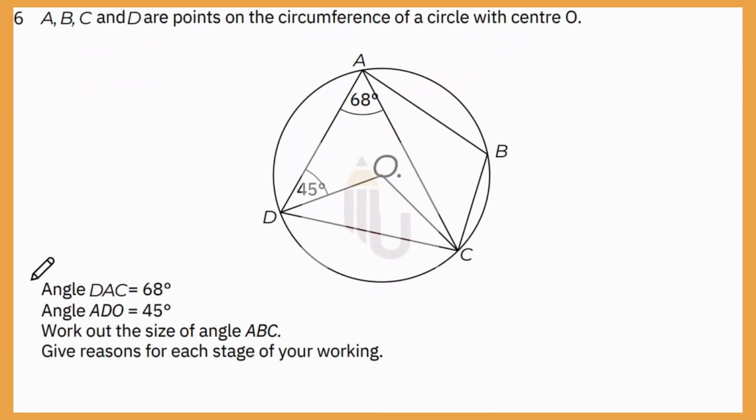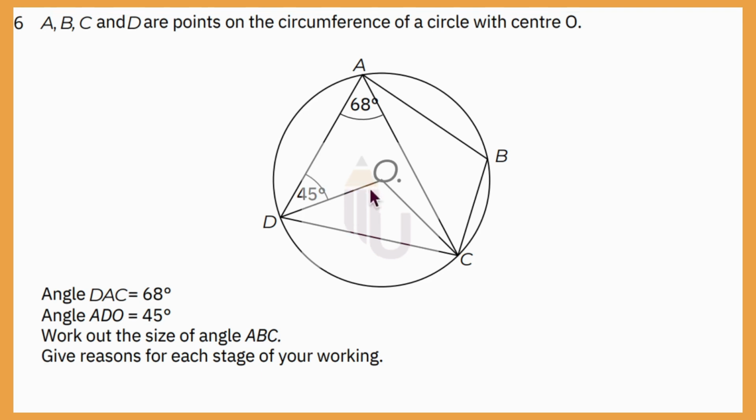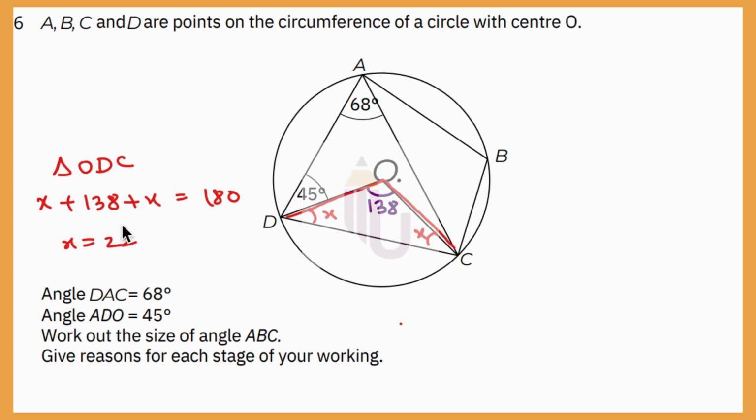Next. Here we have to find the size of angle ABC. Now for finding the size of angle ABC, first we need to find the central angle. Central angle will be twice of 68, so that will be 136. Then sides OC and OD are radii, that's why it will become an isosceles triangle. You can use angle sum property for triangle ODC and get these two angles. Sum of all of them is 180. So x plus 138 plus x is equal to 180. On solving, x will be 22.